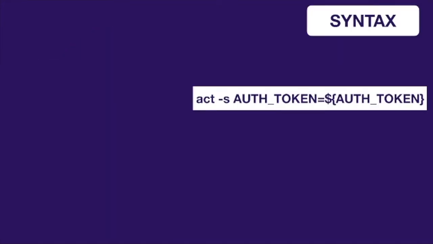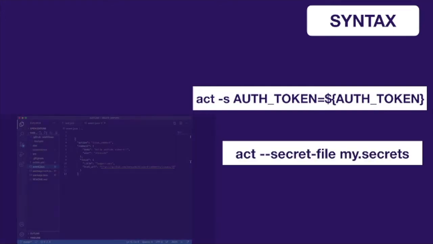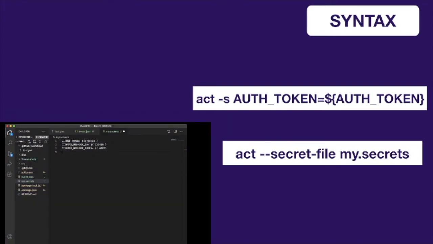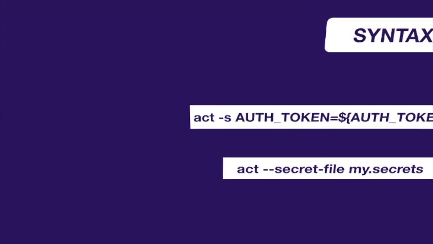There are two options you can choose between when handling secrets locally. First one is to use the -s flag and type in a key value pair. The second option is to place all key value pairs into a secrets file and then pass it as an argument. Now let's run it together.